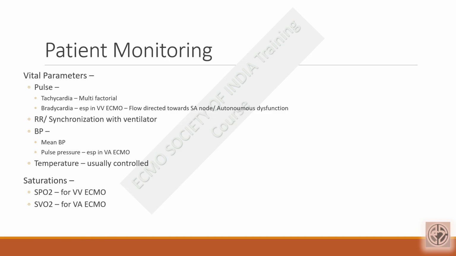Sometimes you get bradycardia in VV ECMO, because if your flow is directed towards the SA node, you might get bradycardia, but the pressures are fine. So don't bother about that kind of bradycardia. See the respiratory rate and whether it is synchronized with the ventilator, that is most important. Look at the mean pressure, but as I told you, for VV ECMO follow your venous saturation or tissue perfusion rather than mean arterial pressure. In VV ECMO, you try to maintain a normal mean pressure of 70.